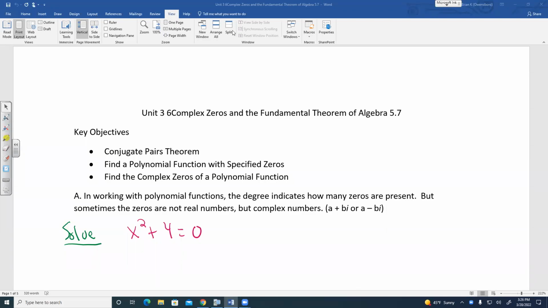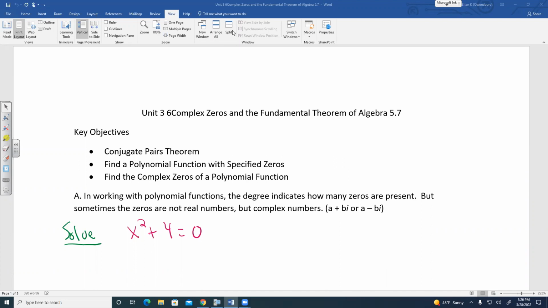So good afternoon. This will be Unit 3. This will be Lesson 6, Complex Zeros and the Fundamental Theorem of Algebra. This will be Chapter 5, Section 7. This will be the last section we do in Unit 3.